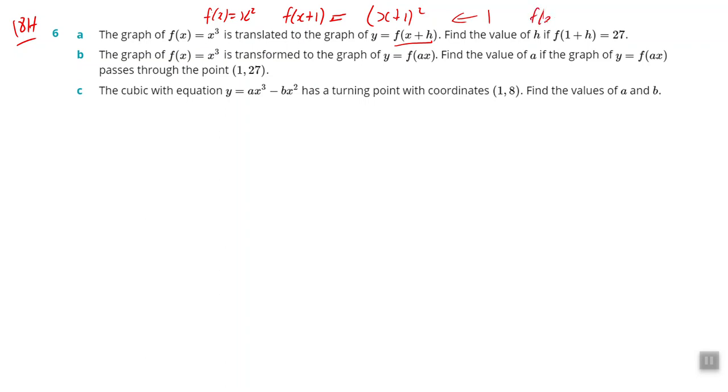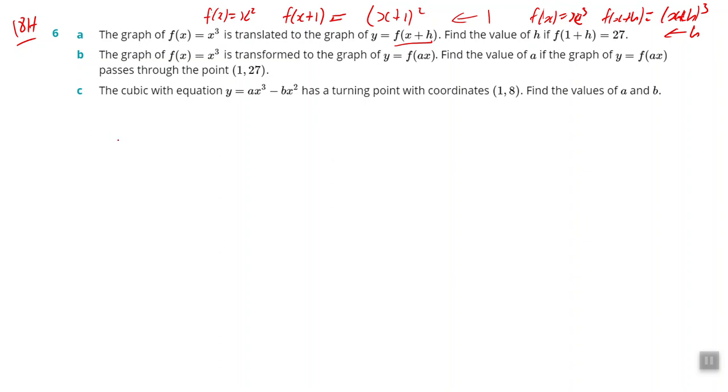So we've got f(x) = x³, and the graph has been transformed to f(x + h), meaning that f(x + h) would equal (x + h)³. So it's a cubic that has been transformed h units to the left, okay? So find the value of f(1 + h).